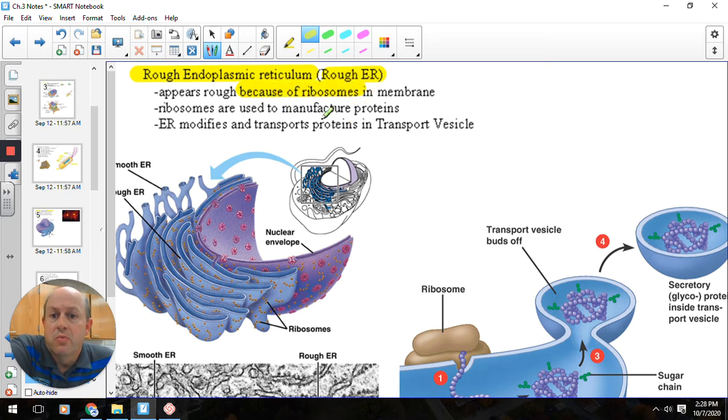And as we know from prokaryotic cells, ribosomes are used to build proteins. So this is where the proteins of your cell are being built and manufactured. And so that's the rough ER.